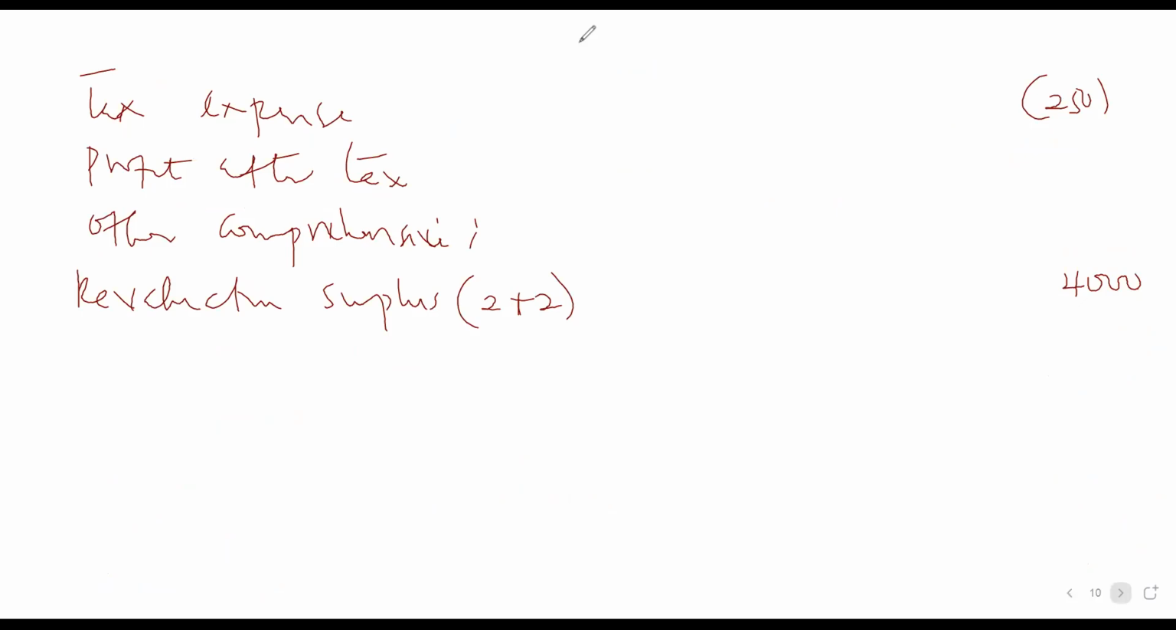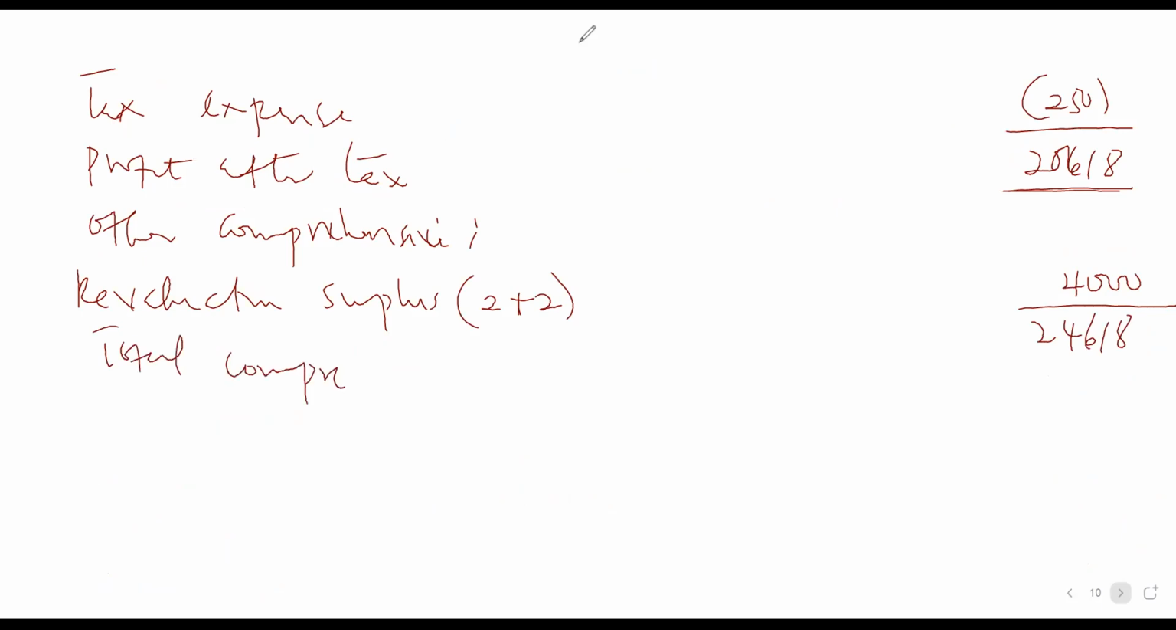So we are going to have a profit for the year of 20,618. Okay. Then you add the other comprehensive income, 4,000. That will be 24,618. And that will be the total comprehensive income for the year.